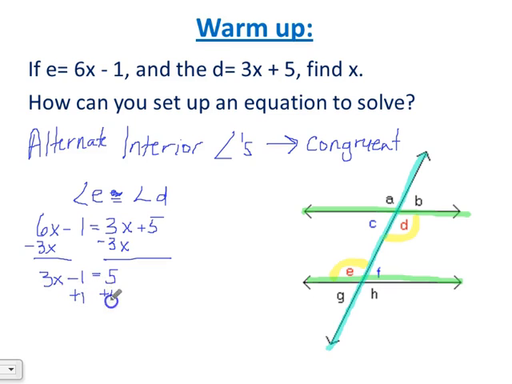Then I'm going to add 1 to each side. That gives me 3x equals 6. My last step would be to divide each side by 3. And that gives us our answer. 6 divided by 3 is 2. So x equals 2.